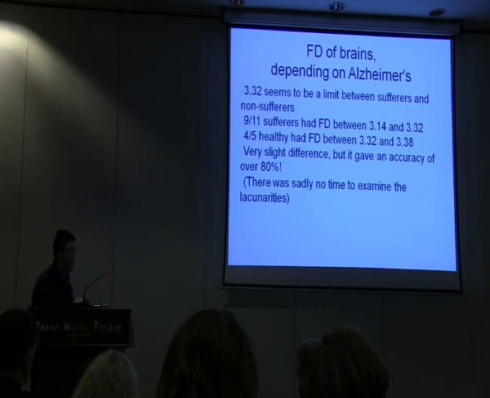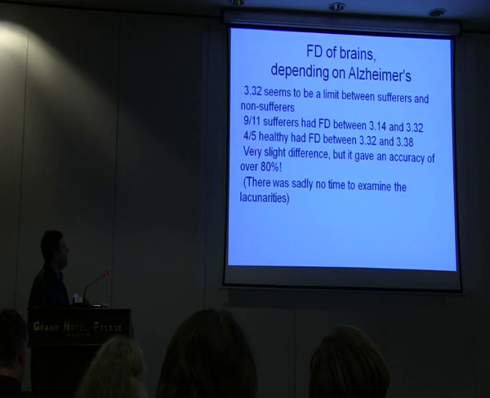There seems to be a limit of 3.32, which is the limit between sufferers and non-sufferers. 9 out of 11 sufferers had a fractal dimension that was smaller than that, and 4 out of 5 healthy images had a fractal dimension that was higher.